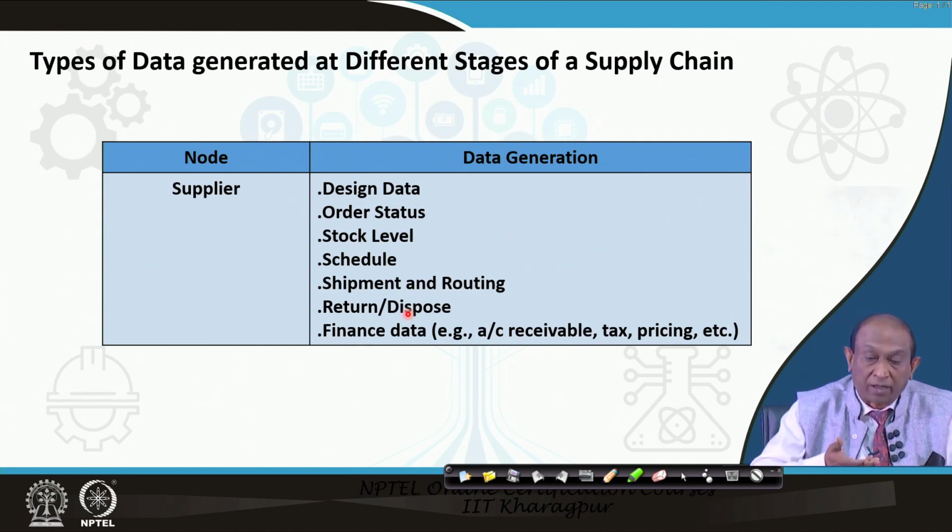If we look at the supplier side, the data that is generated: the design data, the order status, the stock level, the schedule, the shipment and routing, the returns, the finance data, for example, accounts receivable, tax, pricing, etc. So, we need to know what are the different data types that are generated at each of the nodes for developing mathematical models or doing some analytics for enabling the decision makers.